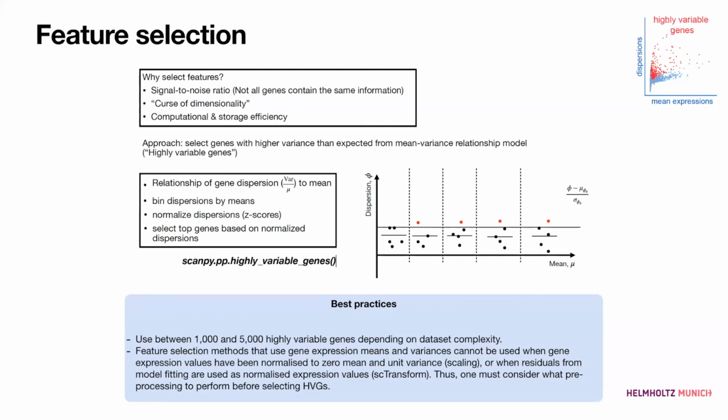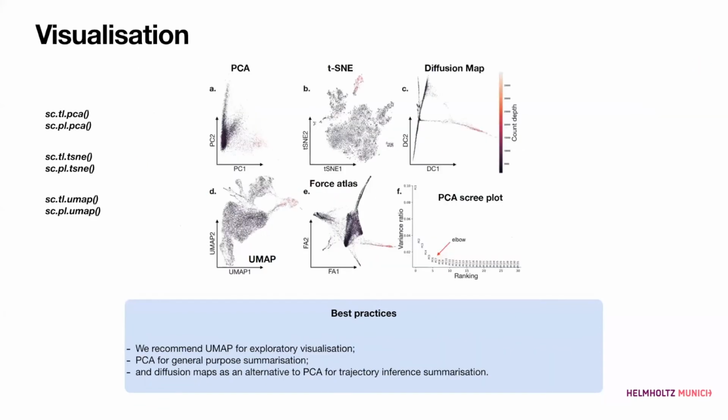Okay, so finally, we have cleaned up our data enough so that we can actually have a look at it. And there's many different ways to visualize data. There is PCA, principal component analysis, which is a linear way of reducing the amount of information. There is t-SNE and UMAP, and there's also diffusion maps or force atlases or any sorts of things that you could use.